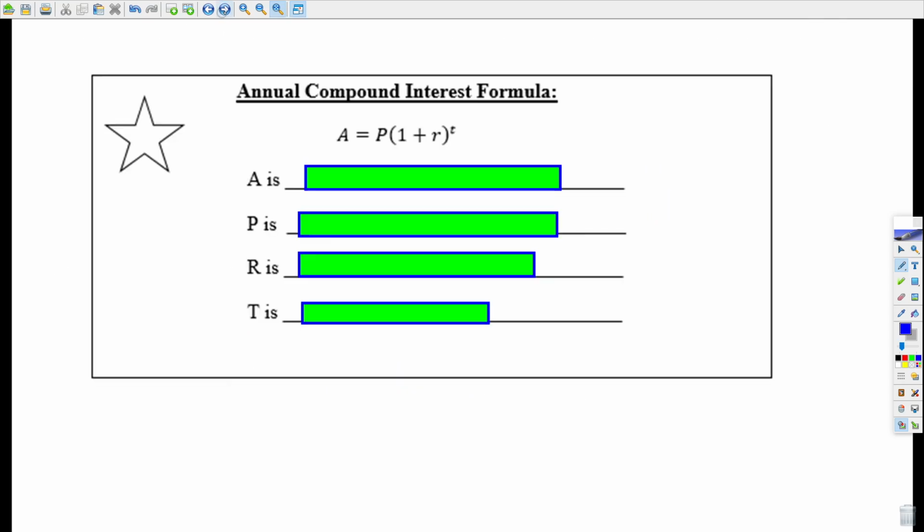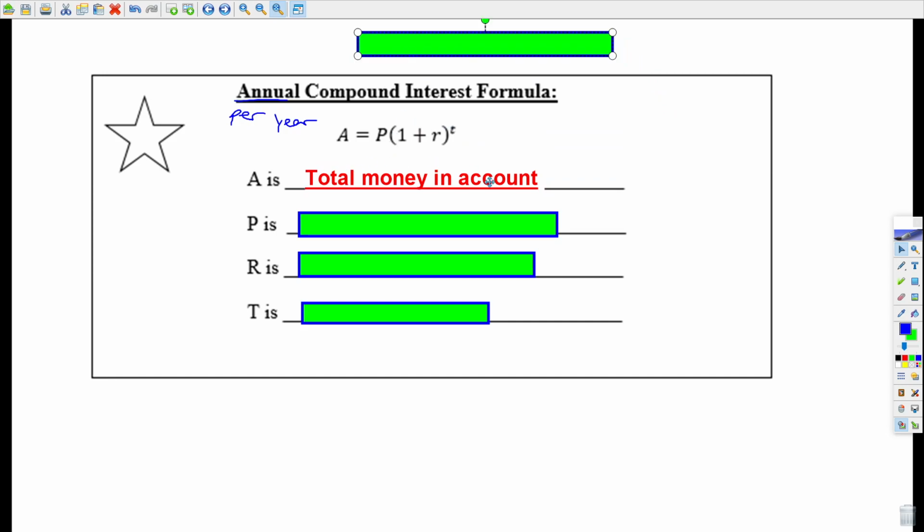So there is actually a formula for this. We're going to go over what this is. There's a very basic formula for annual compound interest, where annual just means once per year. So we have this formula: A equals P, and then in parentheses, 1 plus R, to the T power. Let's talk about what all this stuff means. A is going to be how much money you have in the account, the total amount of money in the account.